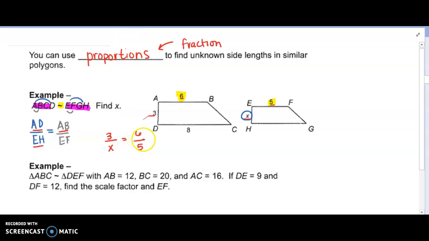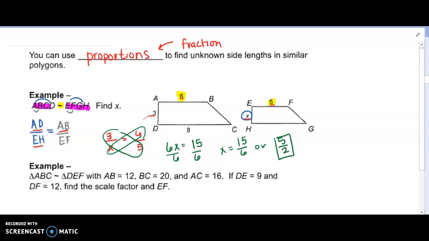And we've already gone over how to solve this, so we're going to cross multiply. 6 times x is 6x equals 3 times 5 is 15, so divide both sides by 6. I get x equals 15 over 6, or 5 halves. So my x equals 5 halves. Or if you like decimals, 5 halves is the same thing as 2.5.